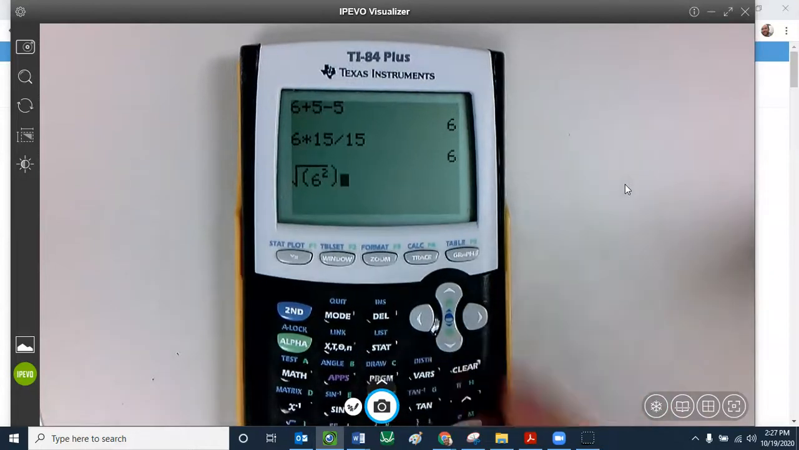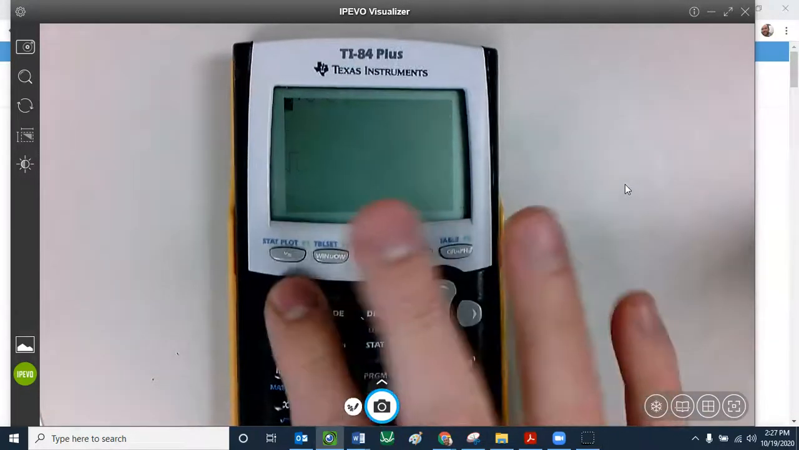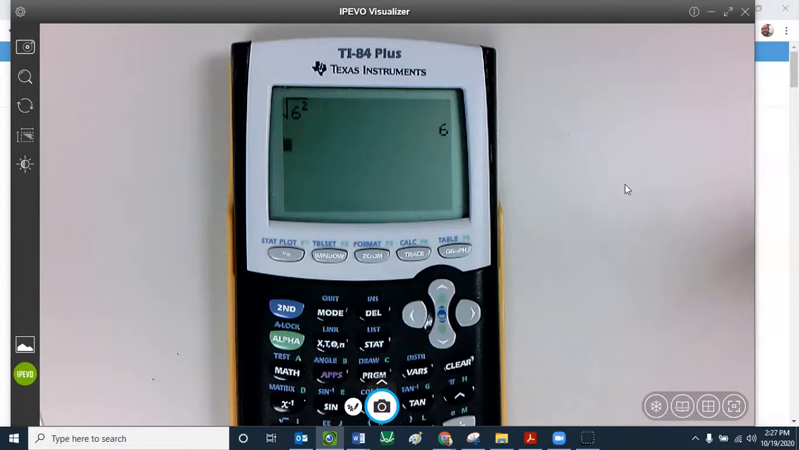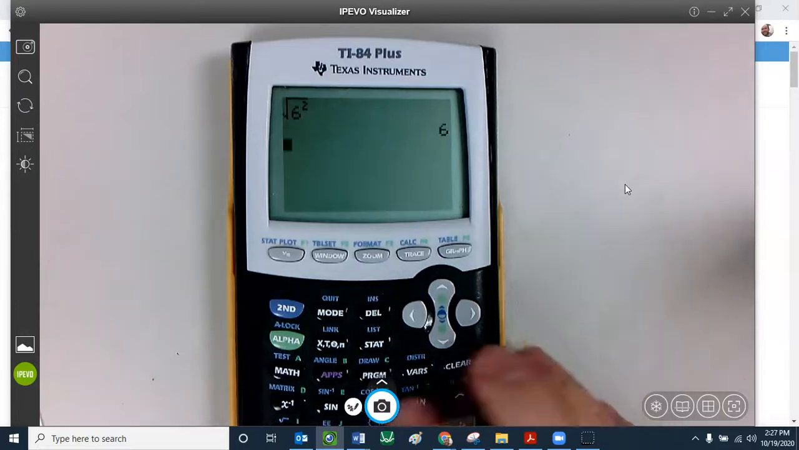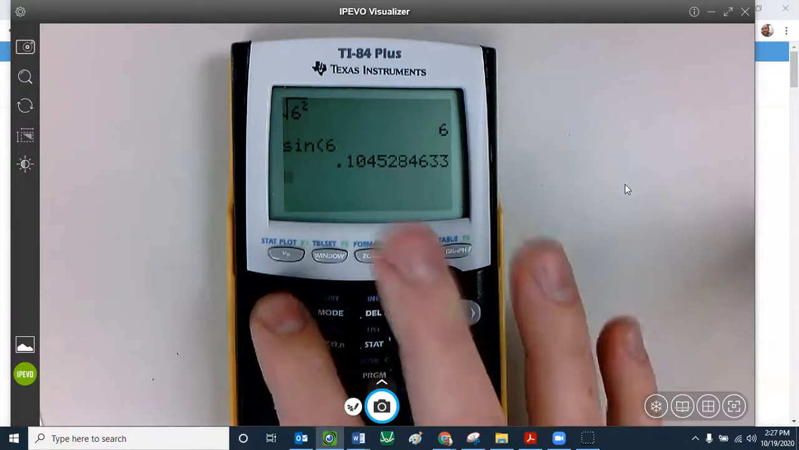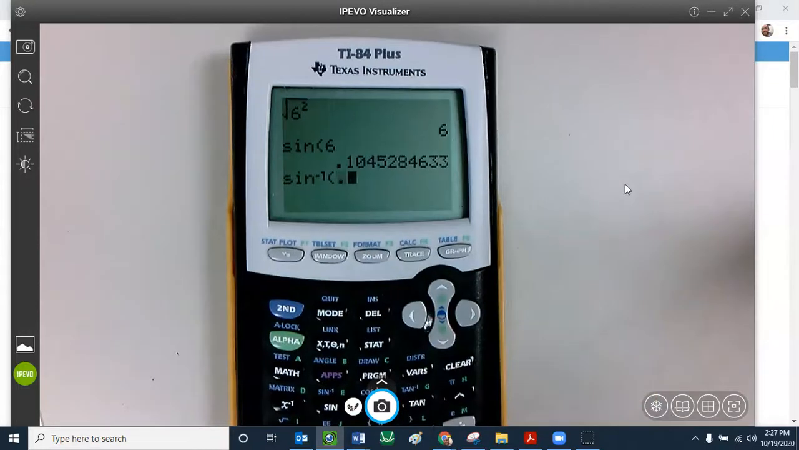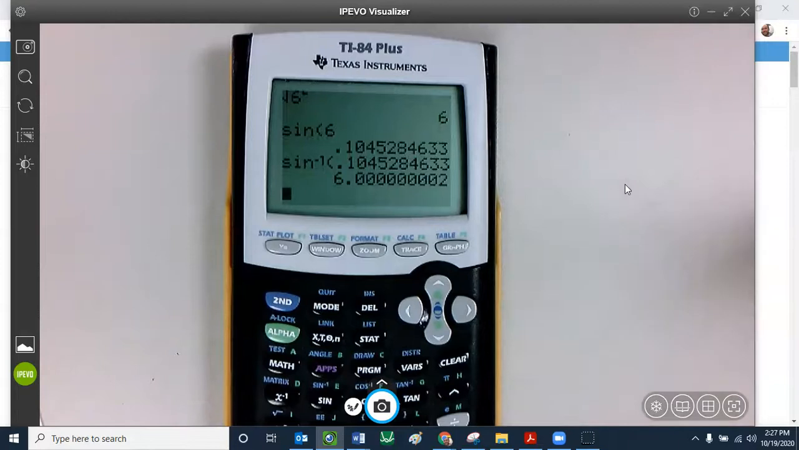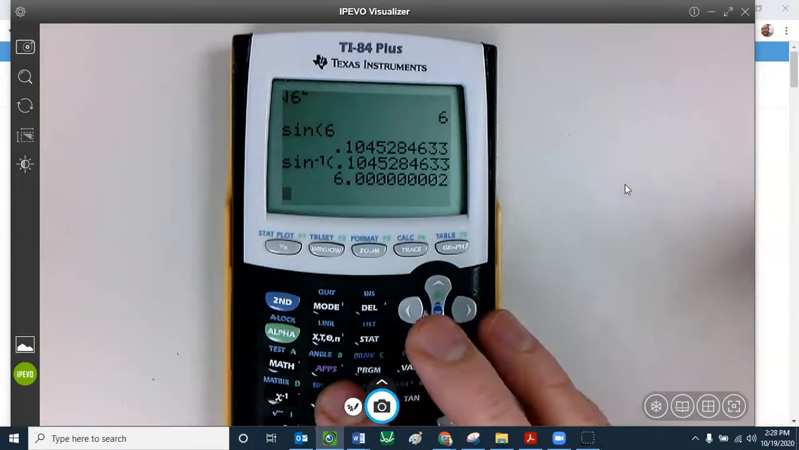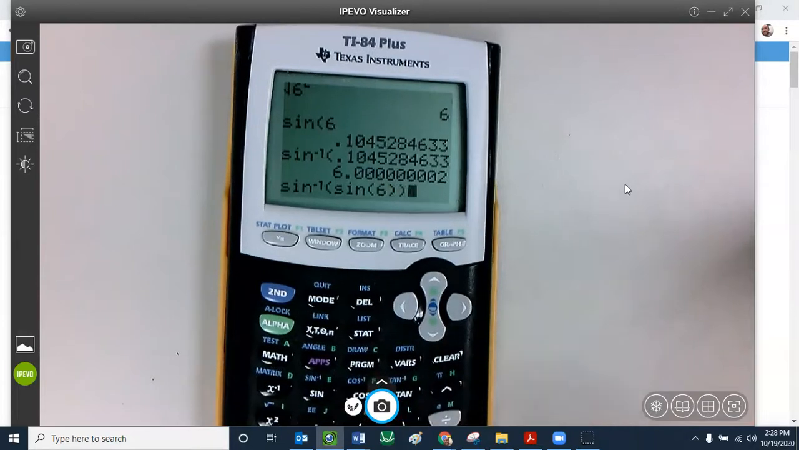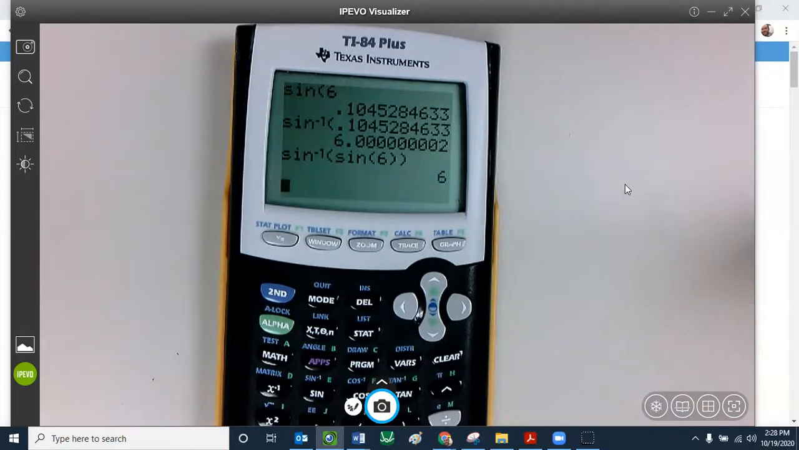Works as long as it's positive. I typed it in funky. I didn't like that. The square root of 6 squared. How about that? It just leaves me with 6. Those are inverse operations. So if I do something like take the sine of 6 and then take the inverse sine of 0.10452846333, I get really, really close to, just because of some rounding issues, what I had originally plugged in. They're undoing each other. So if I took the inverse sine of the sine of 6, we just get back what we started with. No big deal, right?